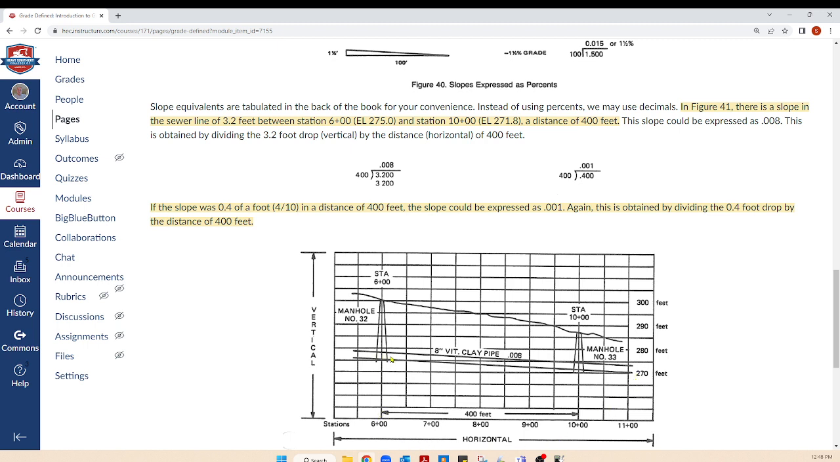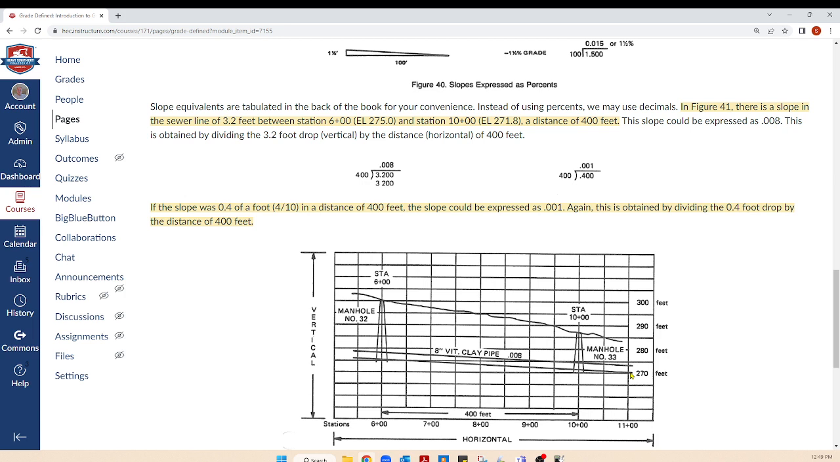The pipe's under the ground. Here's the top of the ground. The length of that pipe is 400 foot. So that's your horizontal distance, let's say. What we need to know is the vertical distance. In other words, what is the distance from here down or up to here?